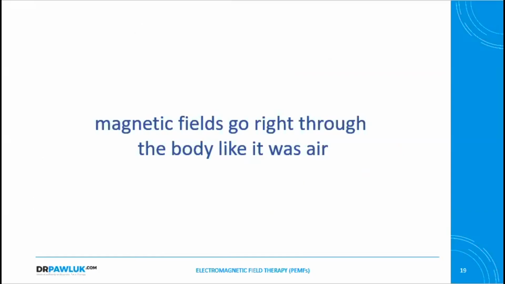Now, magnetic fields go right through the body like it was air. In other words, they go through air. Air does not block a magnetic field. The body is like air to a magnetic field. It does not stop in the body if the wavelengths are long enough. So magnetic fields go right through the body like it didn't even exist.